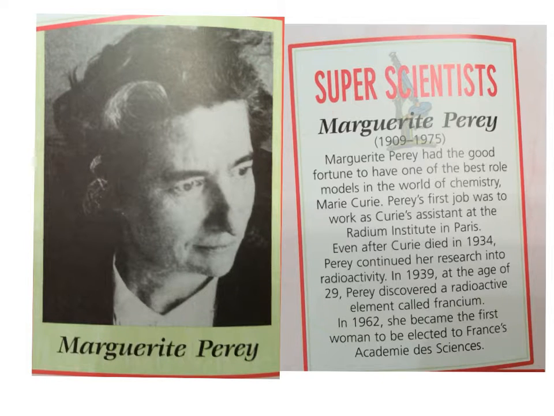Marguerite Curie, super scientists. Marguerite Curie had the good fortune to have one of the best role models in the world of chemistry, Marie Curie. Curie's first job was to work as Curie's assistant at the Radium Institute in Paris. Even after Curie died in 1934, Curie continued her research into radioactivity. In 1939, at the age of 29, Curie discovered a radioactive element called francium. In 1962, she became the first woman to be elected to France's Académie des Sciences.